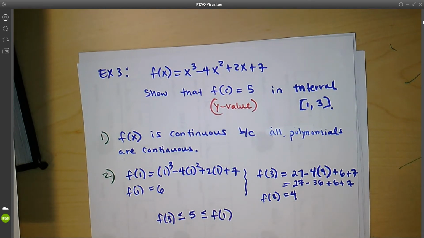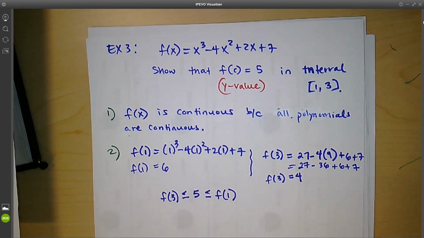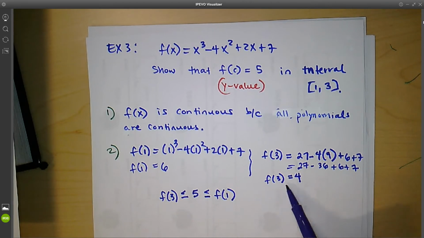Right, f of 3 and f of 1, so we know it's the y value when x is 3, the y value when x is 1. We will then come back and know what they are. Okay, we got our in-between statement done. We just have to finish the sentence.